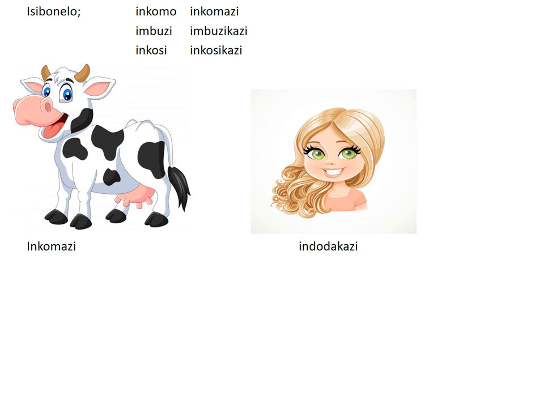Female gender on animals. Inkomo, we're just talking about an ordinary cow, maybe like a bull. If it's not a bull, it's inkomazi, the cow that gives us milk. Imbuzi and imbuzikazi, a he goat and a she goat. Then we've got inkosi and inkosikazi. Look at those nice pictures over there. Inkomazi, the cow that gives us milk, and we've got a daughter there, indodakazi.